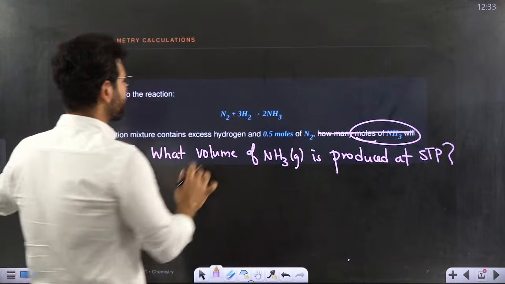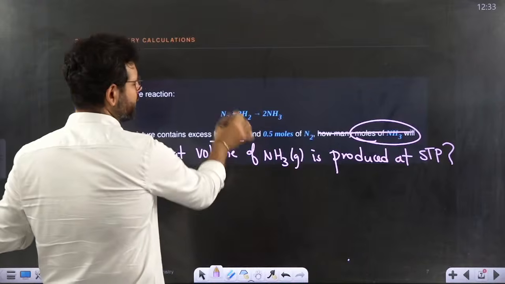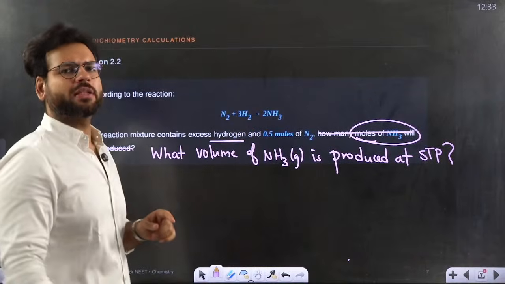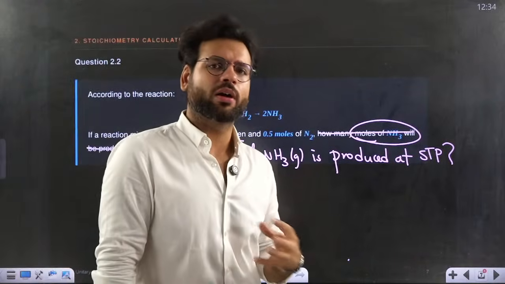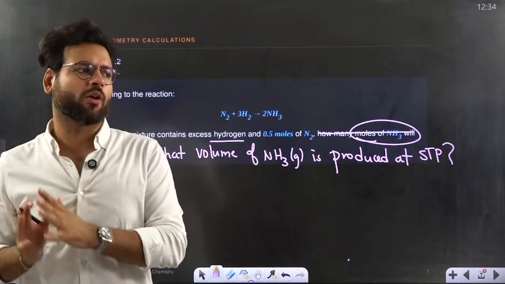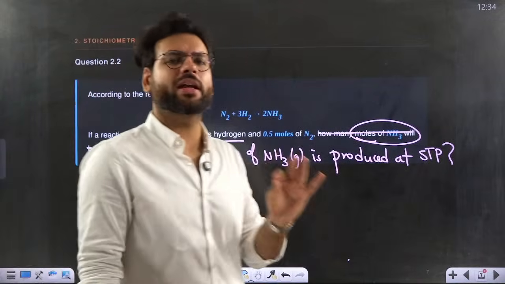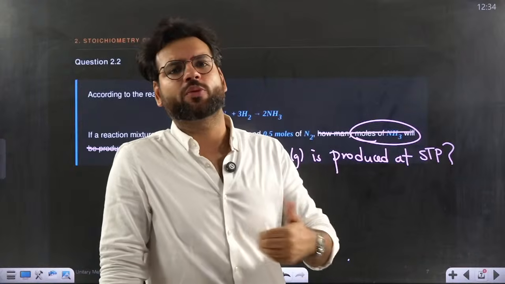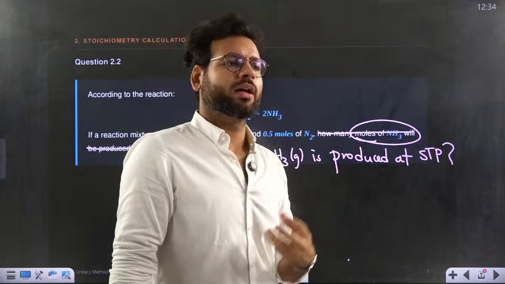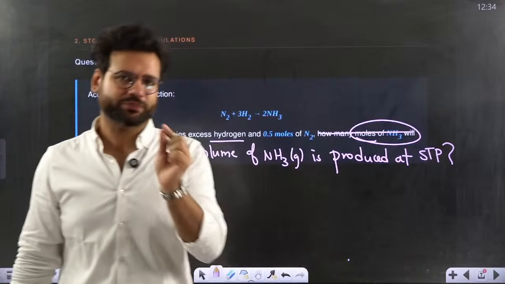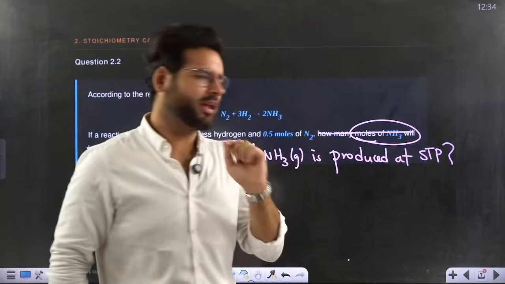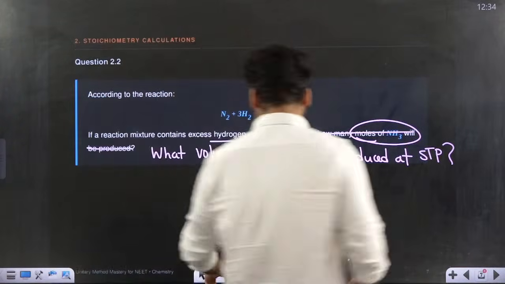If the reaction mixture contains excess hydrogen, don't listen to hydrogen, it is in excess. Always the reagent that is lesser in amount will decide how much product will form. Always the limiting reactant decides how much product forms. It's not the excess reactant, it's always the limiting reactant. Let me give you an example for this. All of you would know the concept of limiting reactant.